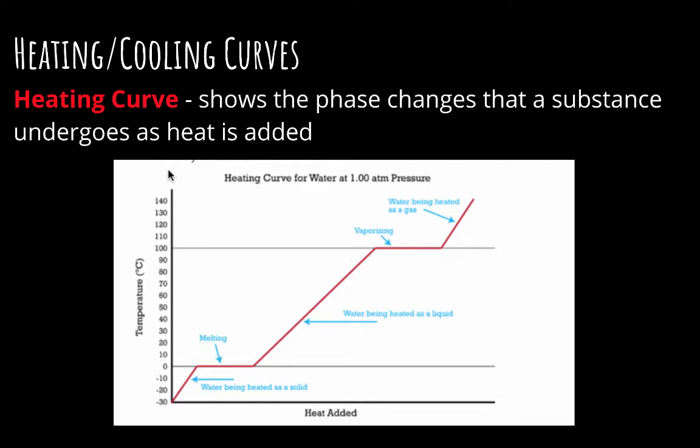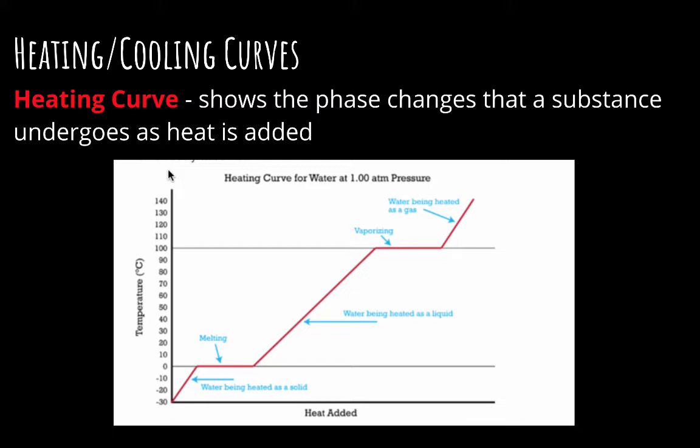What a heating curve shows us is the phase changes that something goes through as heat is added. And we're just going to focus on the heating curves for water. So every substance has its own heating curve, but we're going to focus on water at this intro level.